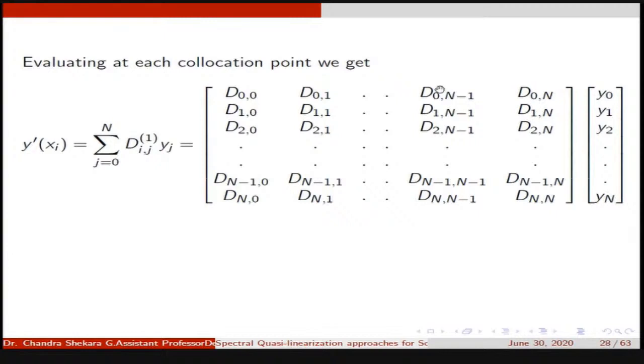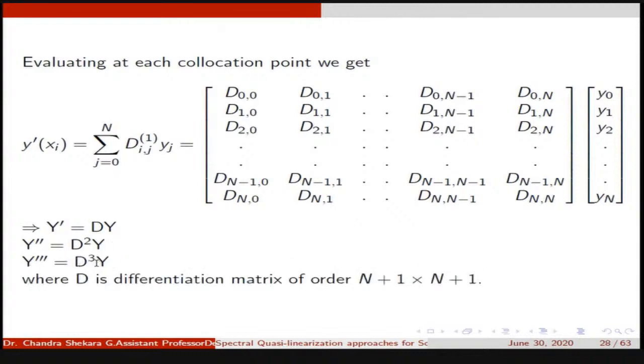So this is for general n. We'll be getting an n plus 1 by n plus 1 matrix. This matrix is called the Chebyshev differentiation matrix. Therefore this y dash we can write as just D times y. Similarly y double dash we can write as D square times y, and y triple dash is D cube times y, and so on. So here D is called the differentiation matrix, and it is of order n plus 1 by n plus 1. We use this matrix while solving examples directly.